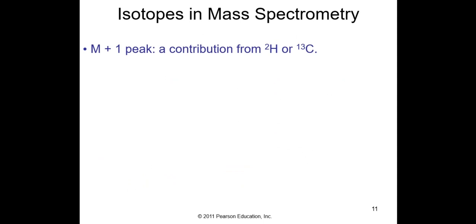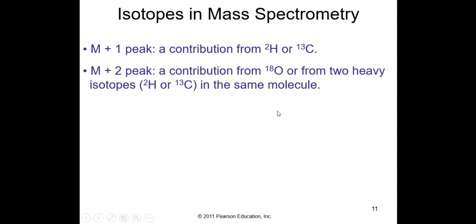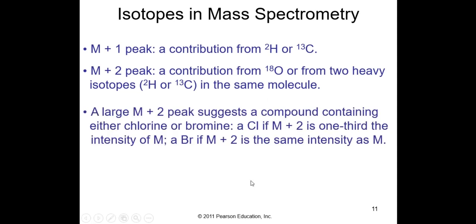Isotopes in mass spectrometry. The N+1 peak is a contribution from either a deuterium or a C13 being present. The N+2, that could be an O18, or from two heavy isotopes, a deuterium, a carbon-13, or one of each in the same molecule, but that's your N+2. This is important, environmental litigation. A large N+2 peak suggests a compound containing either chlorine or bromine.